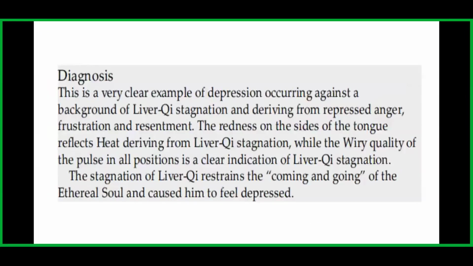The diagnosis: this is a very clear example of depression occurring against a background of liver qi stagnation deriving from repressed anger, frustration, and resentment. The redness on the sides of the tongue reflects heat deriving from liver qi stagnation, while the wiry quality of the pulse in all positions is a clear indication of liver qi stagnation. The stagnation of liver qi restrains the coming and going of the ethereal soul and caused him to feel depressed.